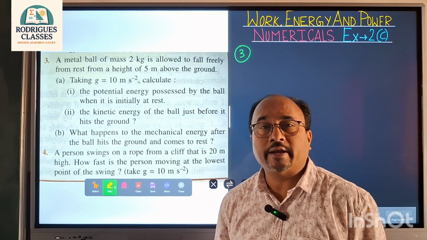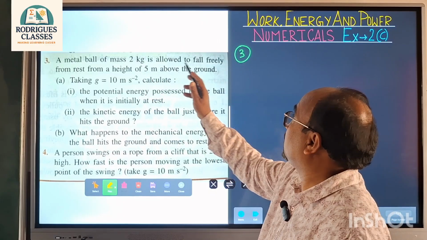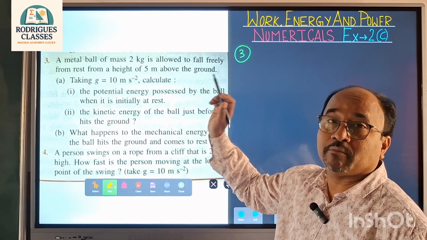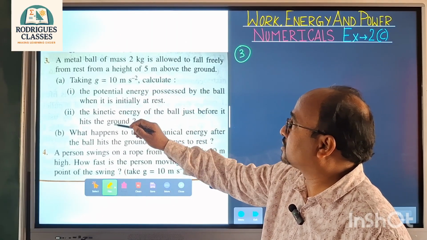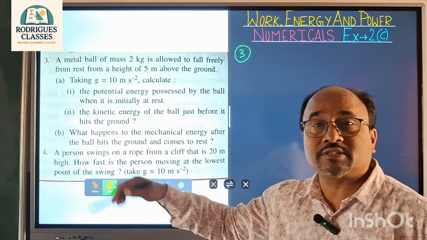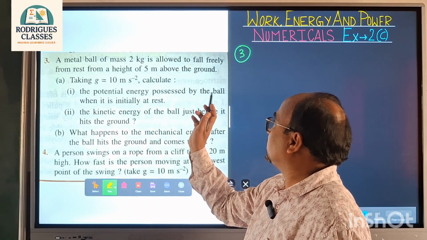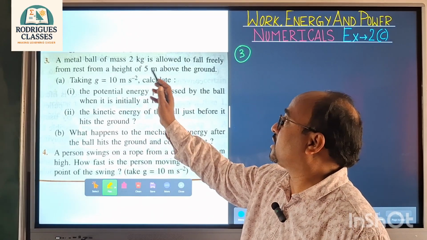Let us take a look at numerical number 3. A metal ball of mass 2 kg is allowed to fall freely from rest from a height 5 meters above the ground. So a metal ball is falling, mass is given, height is given. We have to take g as 10 meter per second square. Let us see what we have to calculate. The potential energy possessed by the ball when it is initially at rest. It is at rest at a height of 5 meters.